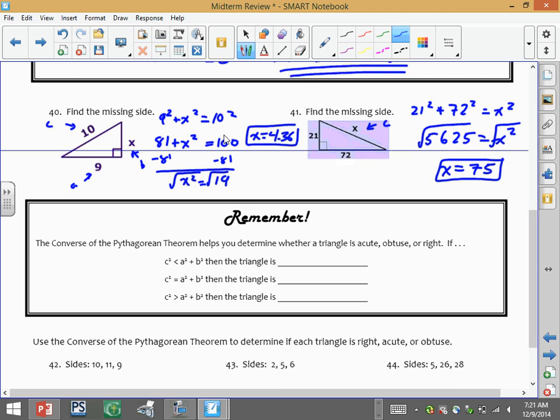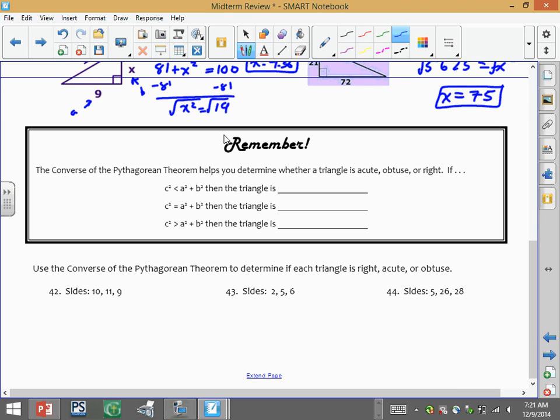And then we did an application of the Pythagorean theorem where you did the long side, right? So c is the longest side. Remember, just put the longest side first, and then the inequality will take care of itself. So if the longest side squared is less than the other two sides squared, it would be acute. If it's equal to, it would be right. If the longest side squared is greater than the other two sides squared, then it's obtuse.